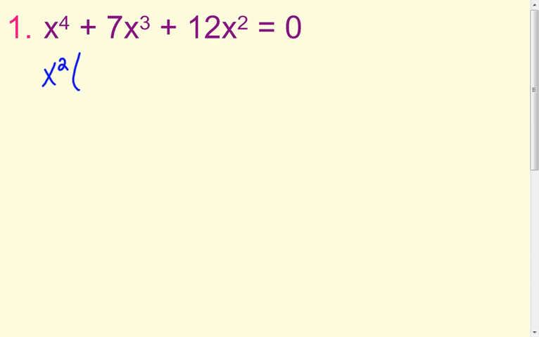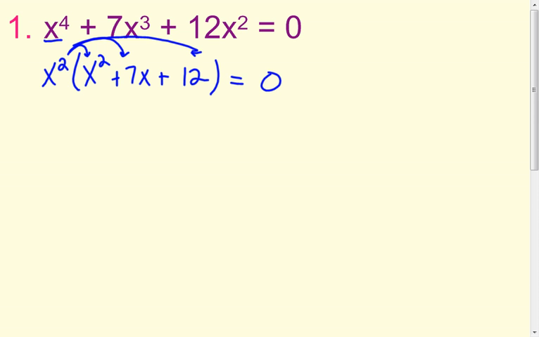And then x squared, if I kind of think about distributing this through, x squared times what would have to give me x to the fourth, and that would be x squared. X squared times what would give me 7x cubed, and that would be 7x. And then x squared times what would give me 12x squared, and that of course would be 12. Okay? And then what I hope happens is that what's in here, right here, I will be able to undo the FOIL on, or to factor that trinomial, whatever your previous teachers maybe called it.